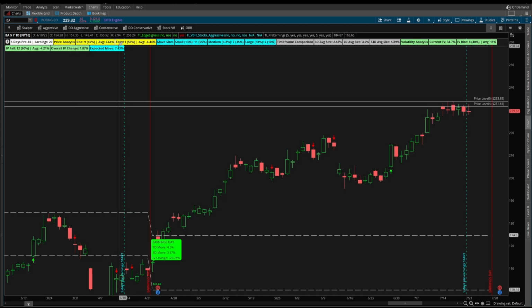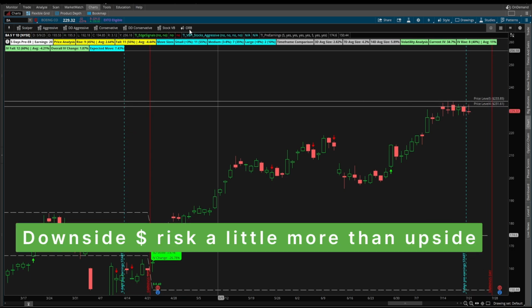More frequently, price tends to fall as we head into earnings as opposed to rise, but it's not by a huge margin, 55% of the time versus 45% of the time. What is more interesting is the average move. On the downside, we fall minus 4.44% versus 2.64% on the upside. So a little bit more risk on the downside if you had to form a bias.